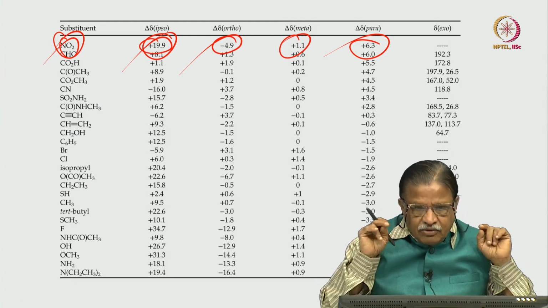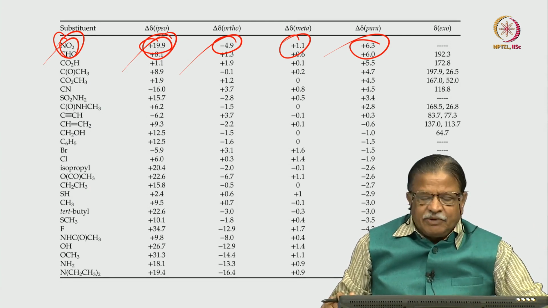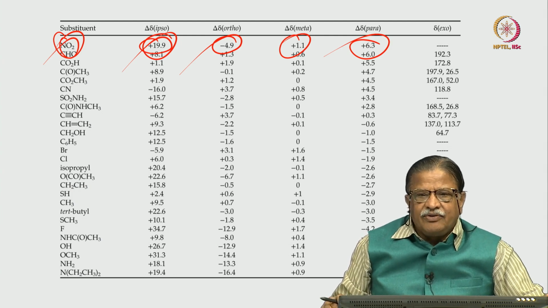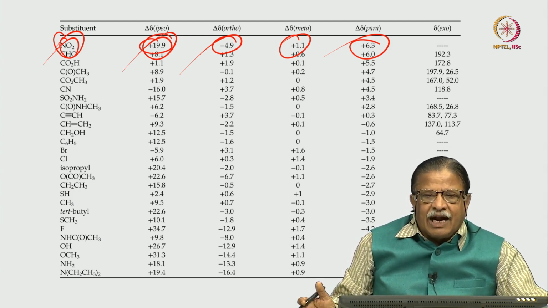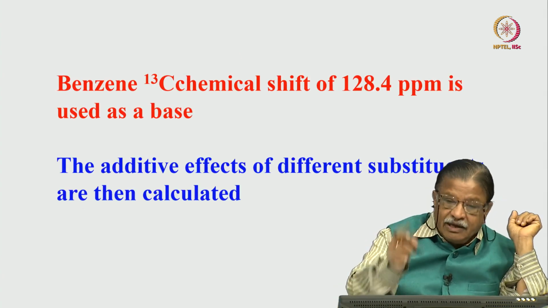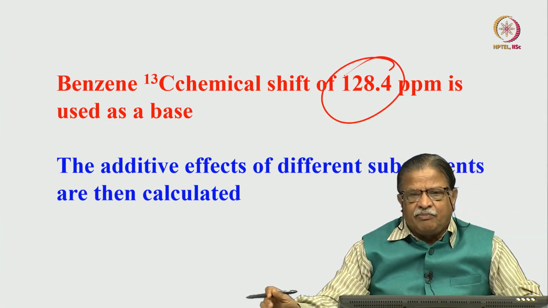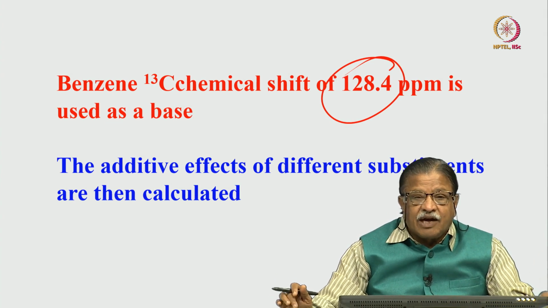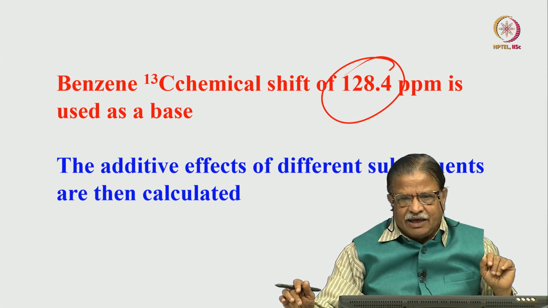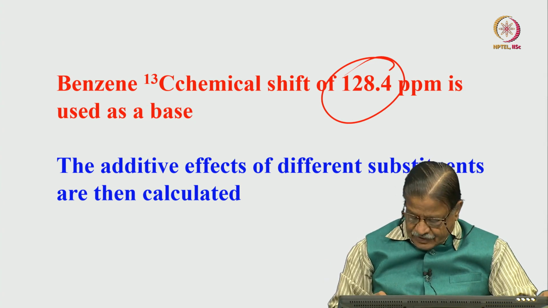Identically, you can do the same thing for carbon 13. All substituents are there, and their values are given for different positions. All you have to do is simply take the value and add it up. Here the base value is again taken for benzene. The proton chemical shift is 7.28; here the carbon 13 chemical shift of 128.4 is the base chemical shift of carbon 13 of benzene. Then different substituent values will be taken and added. That is what you have to do.